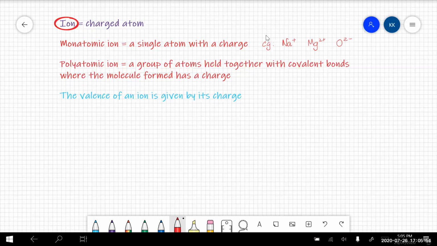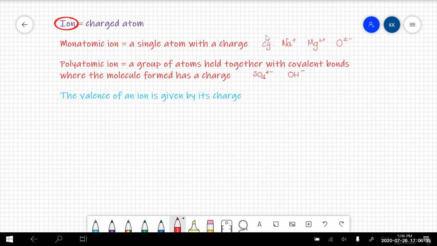Sometimes though, you can get a group of atoms held together with covalent bonds, and the molecule that's formed by that has a charge. These are things like, say, the sulfate ion. SO4 is the molecule, and the overall thing has a charge of 2-. Another example would be the hydroxide ion. The molecule is formed by an oxygen and a hydrogen, but the overall molecule has that negative charge. And the valence of an ion is given by its charge. So if you can work out the charge on an ion, we can work out what its valence is.